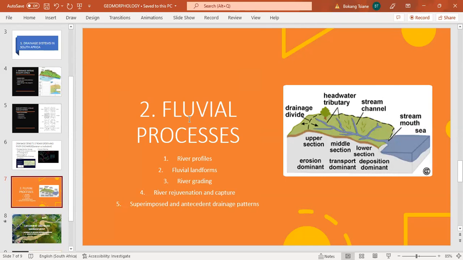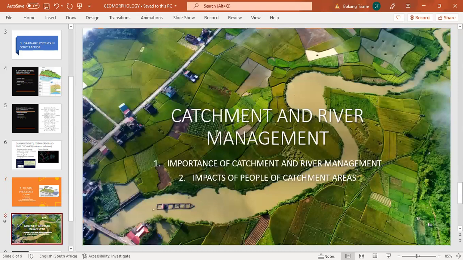We're gonna check the river profile, the concept of river grading, river rejuvenation and capture. And then lastly, we're gonna do superimposed and antecedent drainage patterns. And then the third one, we're gonna do catchment and river management. And for catchment and river management, we're gonna do 2 things, which is the importance of catchment and river management, and then the impact of people on catchment areas. So what we do that harms the rivers, or what we do that helps the rivers.